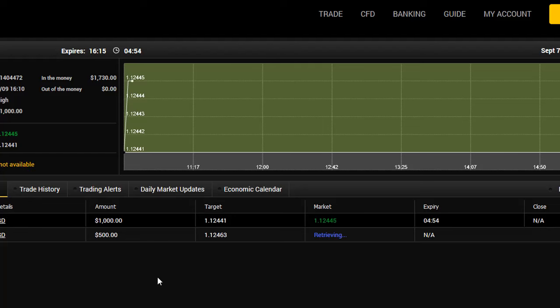Okay, so this trade, because it went very low already, that's why I know it's going to be a losing trade. That's why I enter the next trade now. Okay, still retrieving the position, so just hang on.